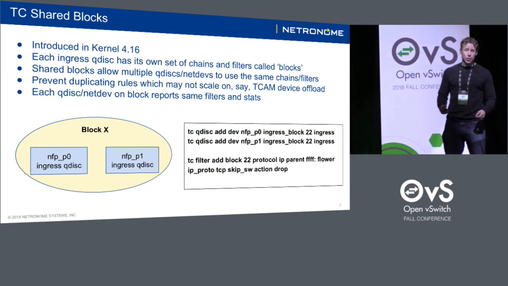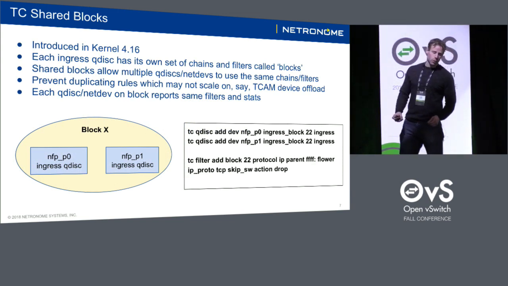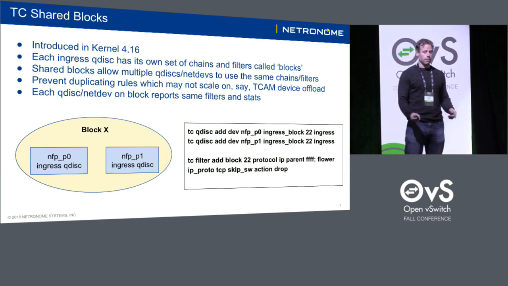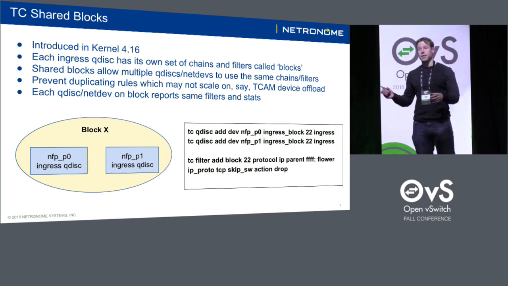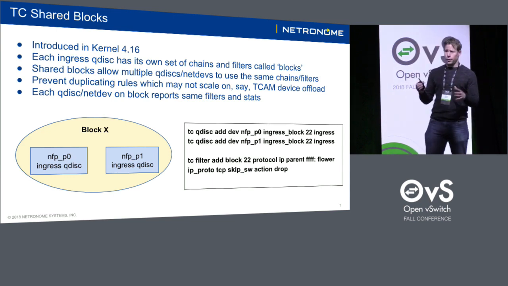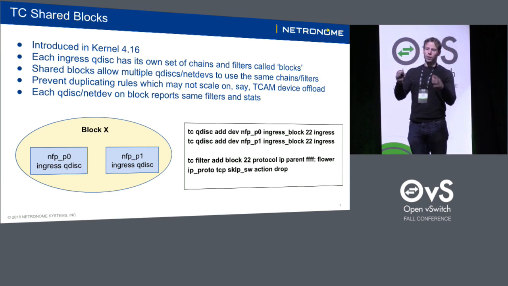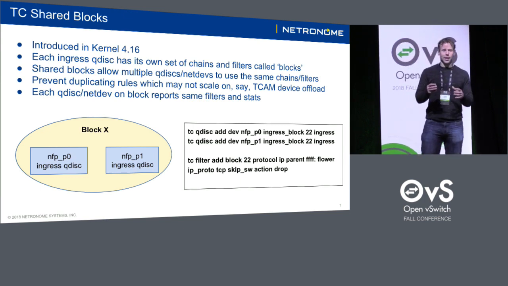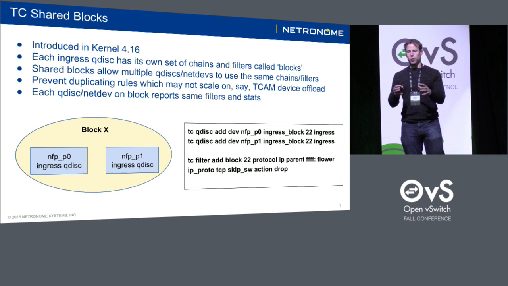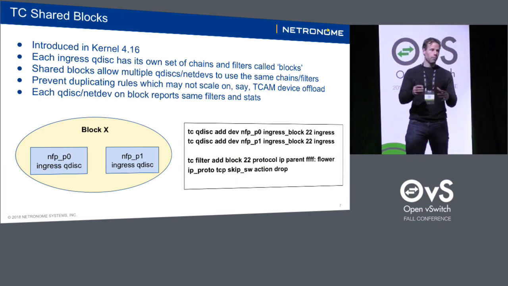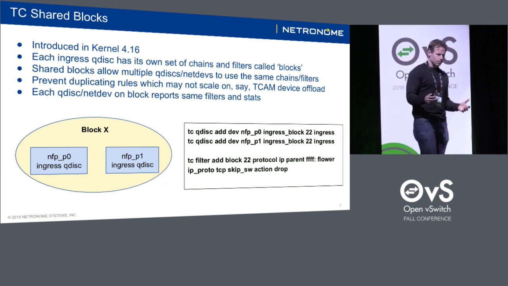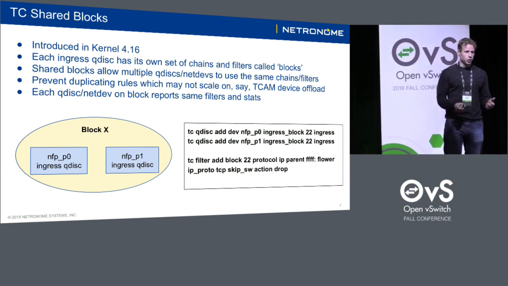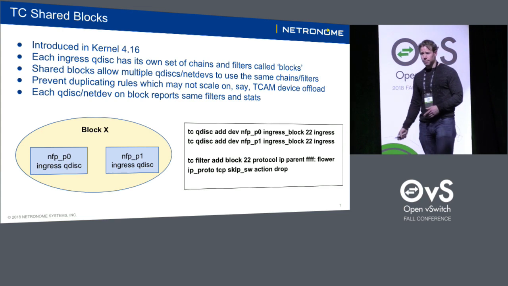So the idea of TC shared blocks was upstreamed to the kernel and is available in 4.16. If we consider a qdisc and a series of, say, flower rules applied to that qdisc, we consider all of these to be a block. A shared block is effectively this set of rules shared between multiple qdiscs and, in turn, multiple ports. This wasn't introduced with bonding or lag devices in mind.